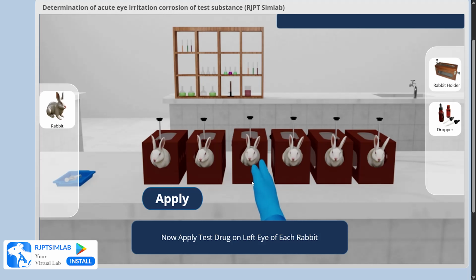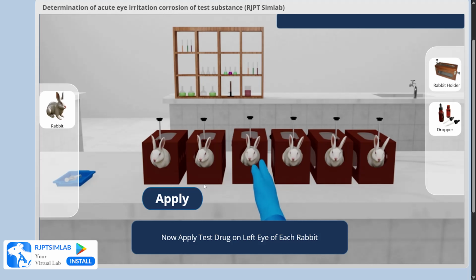Now, let us perform the experiment in the RJPT simulatory laboratory. As you can see, this is the UI of the RJPT Simlab, and on the left side we have a toolbar over which our rabbit is placed, and on the right side of the toolbar we can see a rabbit holder and a dropper. The rabbit holder will hold the different rabbits, and the dropper will help us to administer the test drug into the eye of the rabbit. As we can see here, we have six different rabbits, and we will administer the test drug on the eyes of these six rabbits.